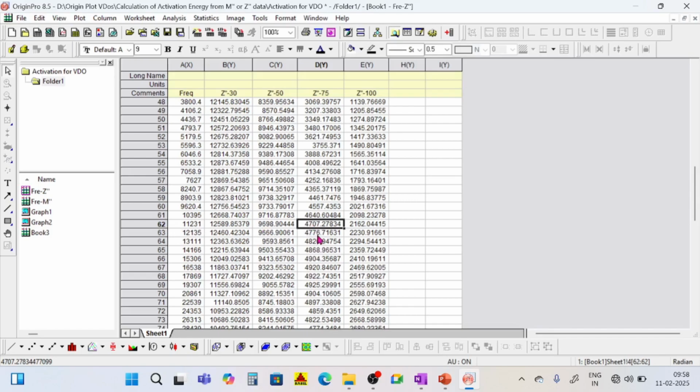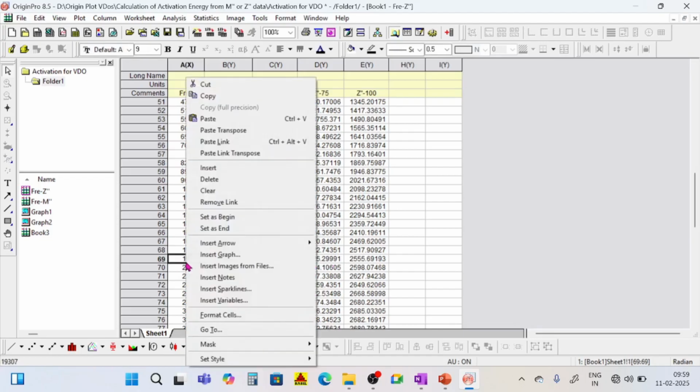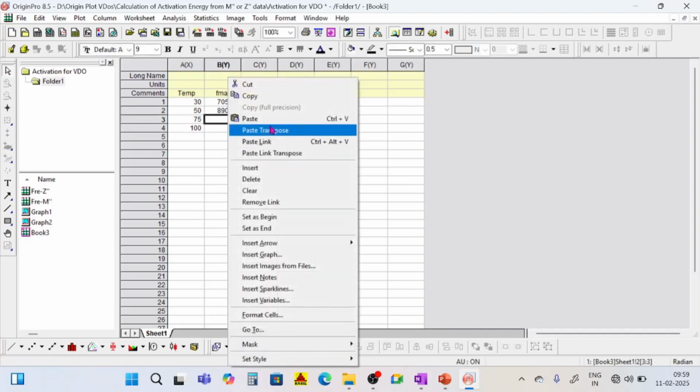75 means here you can see 4707, then 4776, 4999, it is increased. Yes, it is increased. See, 4925 is the highest value for 75 degree. Corresponding frequency is 19307, right? Before that it is less value, after that also less value. So this is the peak value and corresponding frequency is 19307.